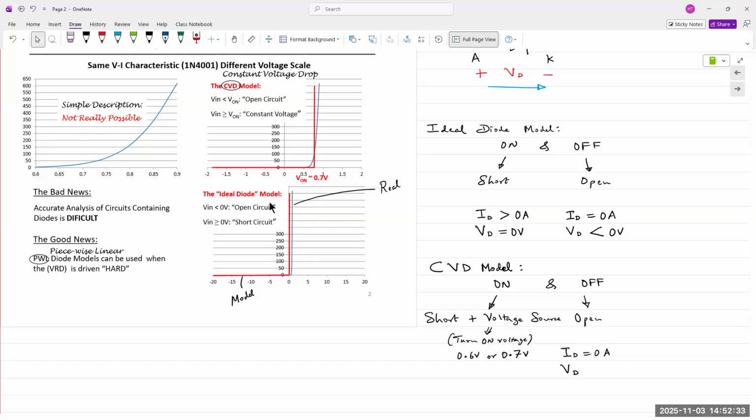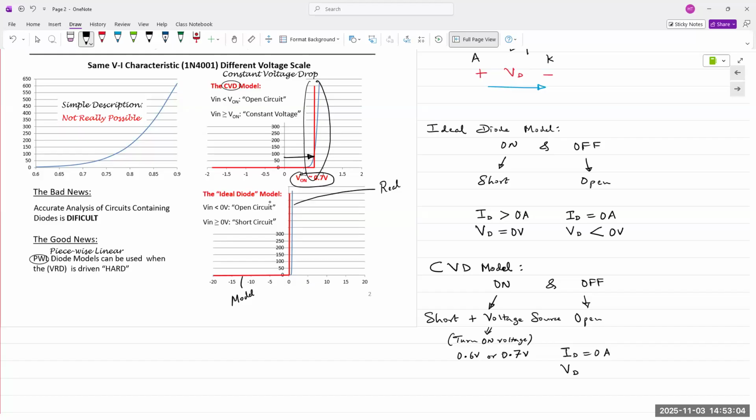In the CVD model, everything remains the same except there is a shift. There's a shift to the right that is equal to the turn on voltage. If 0.7 volts is required to turn on the diode, then the vertical line, which is indicating the current flowing through the diode, is shifted to the right. Okay, that's this one right there.